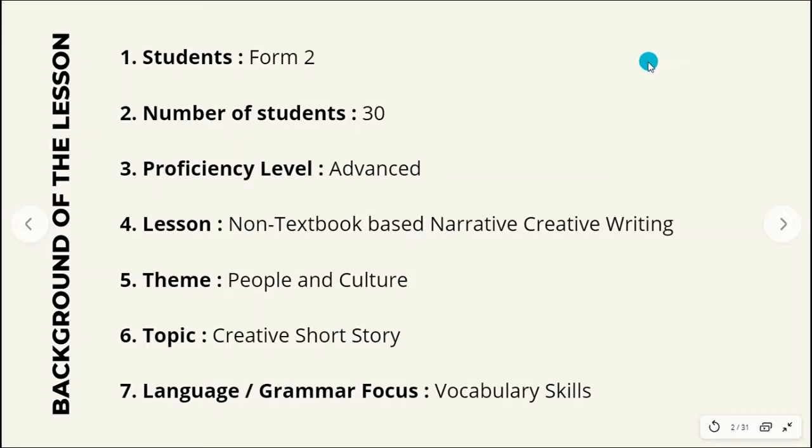For this lesson, I will be conducting a non-textbook based narrative creative writing on the theme of people and culture. The topic of this lesson plan is creative short story. In this lesson, students will be choosing random words to generate a draft of a short story. I will be elaborating on this later in a different slide.